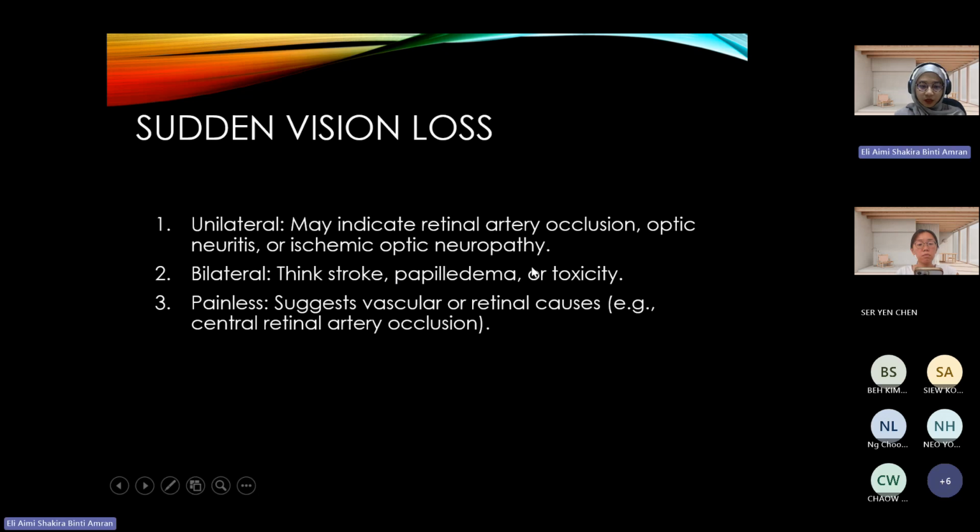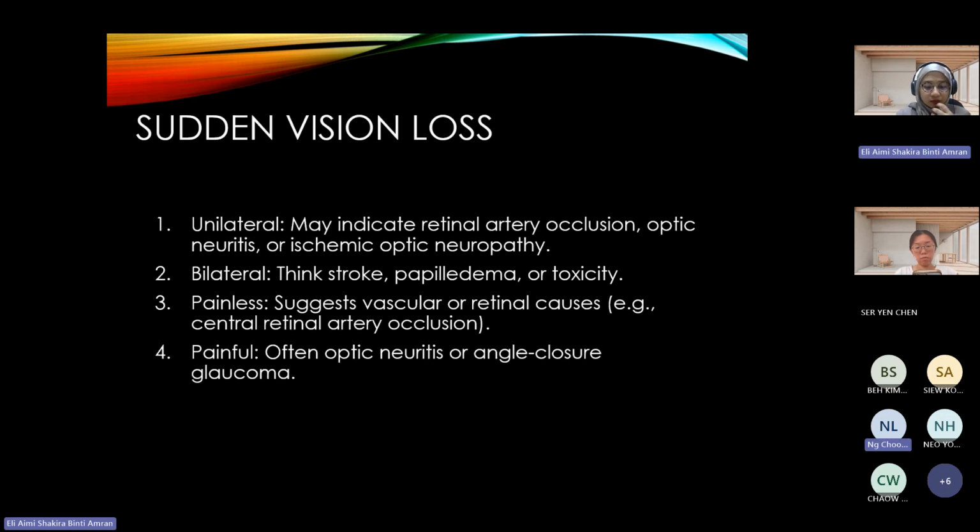Sudden vision loss is usually painless. If it's painless, it can suggest vascular or retinal causes. Retinal related if it's painless. And the paraquat you just mentioned, the farmer used it to kill the weeds, is it? Yes, herbicide, for wheat and grass control.